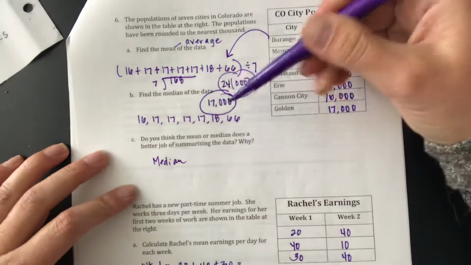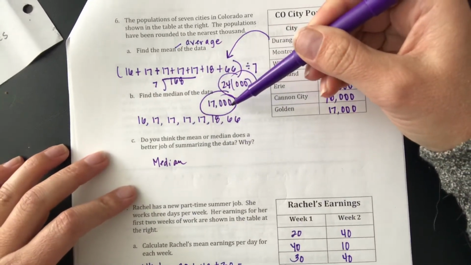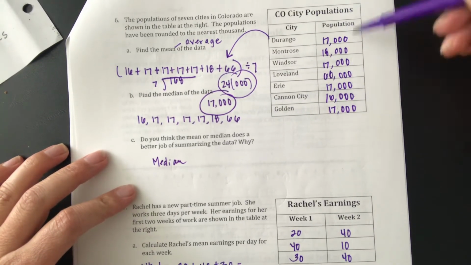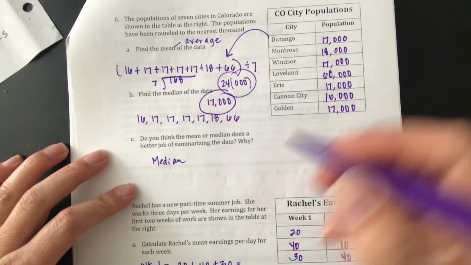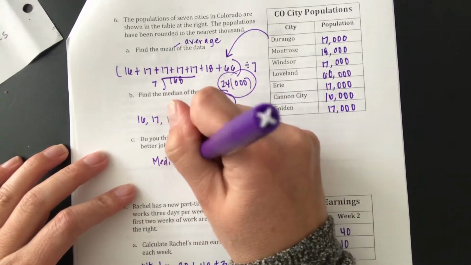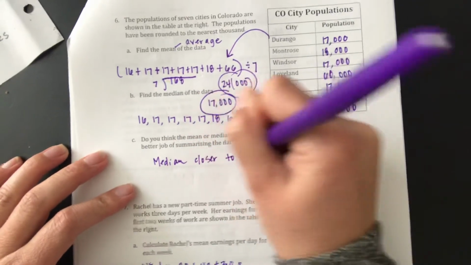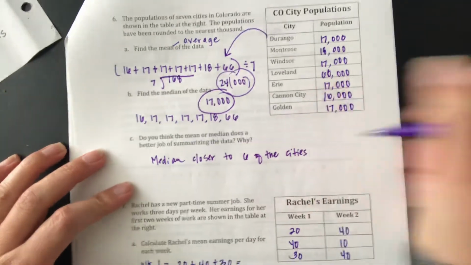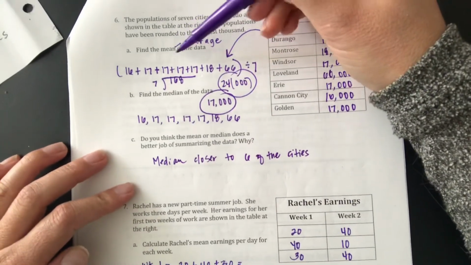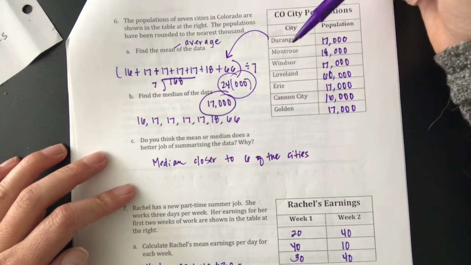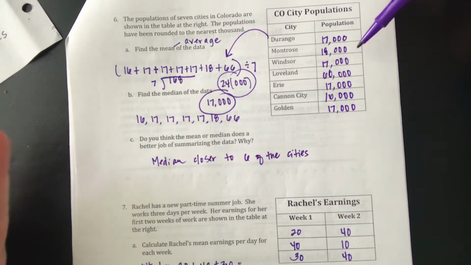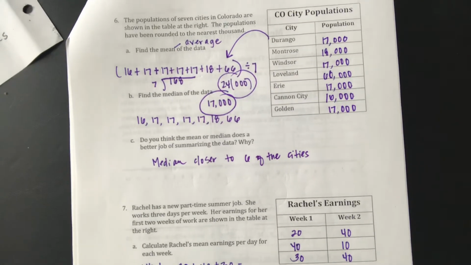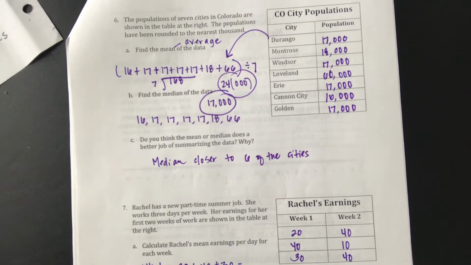because our median was 17,000, okay, which is closer to 1, 2, 3, 4, 5, 6 of the numbers in our chart, okay? So it's closer to 6 of the cities. Whereas the mean, if we were to have used the mean, the 24,000, it does not reflect those at all, okay? So in this case, the median did a better job at summarizing the data.